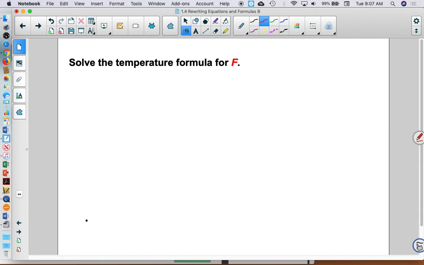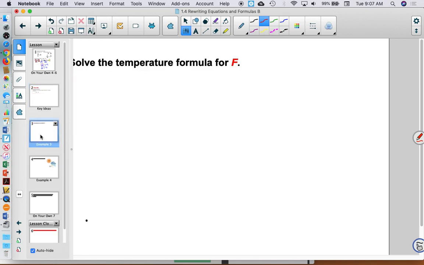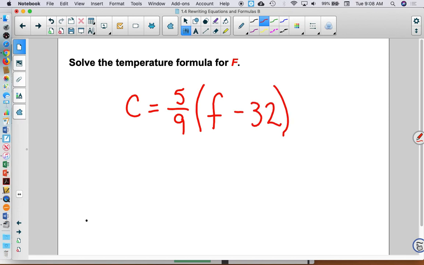Now, I want to take that same formula and solve it for the F. So I'm going to go back to that formula, and it's C equals 5/9 F minus 32. C equals 5/9 times F minus 32. This is exactly like the one we just did together, that I modeled for you. Exactly.